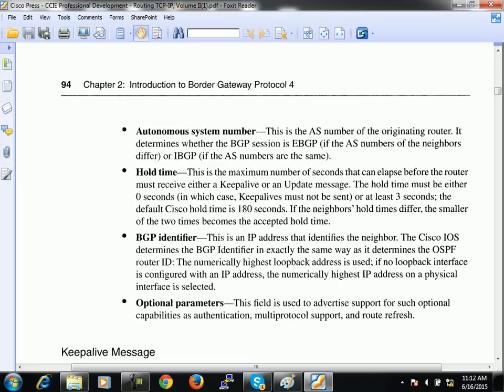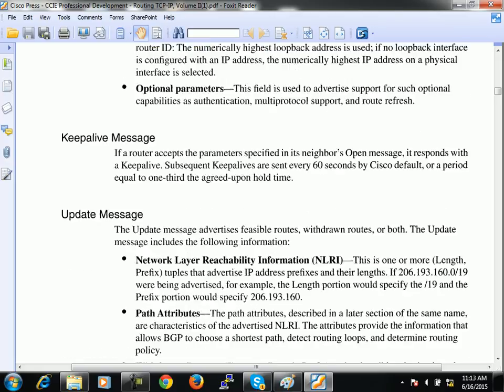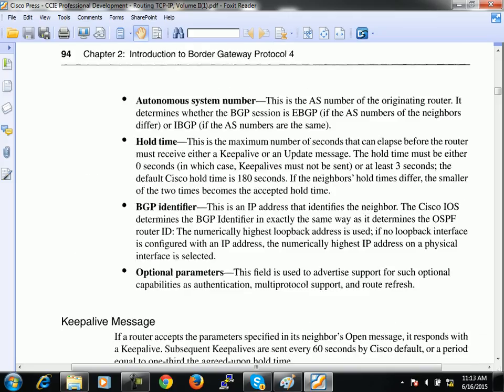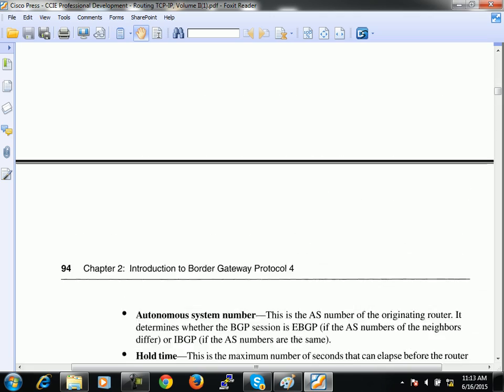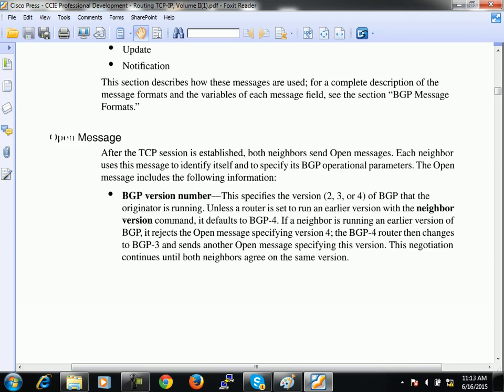That's it. So they will negotiate their hold down timer if they have different hold down timers. This information would be contained in the open packet, right? Then the BGP identifier, which is the router ID, right? BGP identifier means that they are talking about the router ID. So all these components are part of the open message.